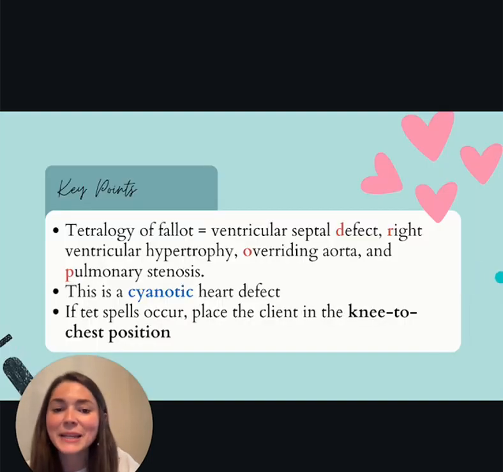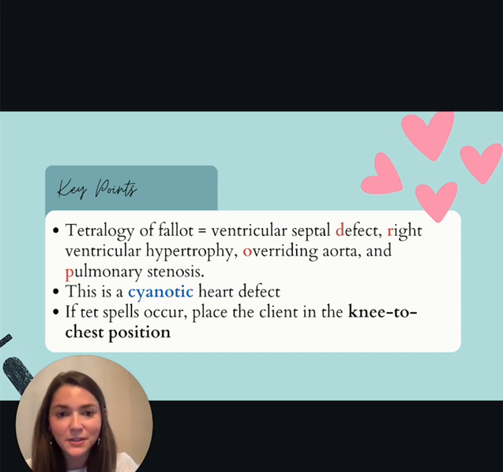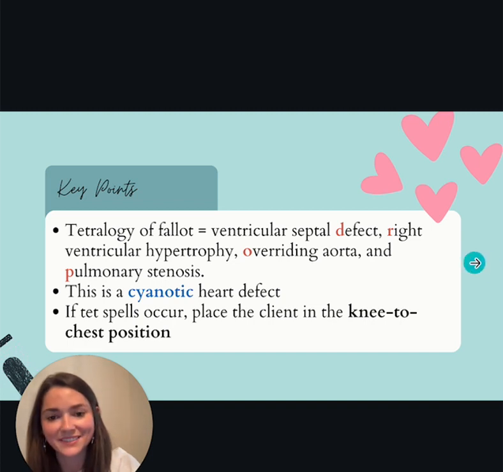Okay, here are some key takeaways to keep in mind for the NCLEX. First off, Tetralogy of Fallot is composed of those 4 things: ventricular septal defect, right ventricular hypertrophy, an overriding aorta, and pulmonary stenosis. Remember, don't drop the baby. Next, this is a cyanotic heart defect. Think of that blue color and that deoxygenated blood throughout the whole body. And finally, watch out for those Tet spells, and if they occur, put the client in that knee to chest position immediately.